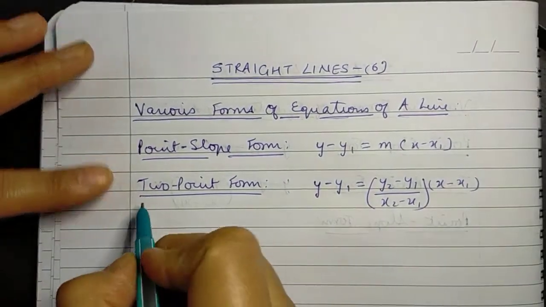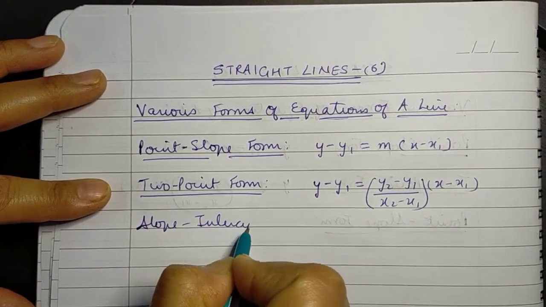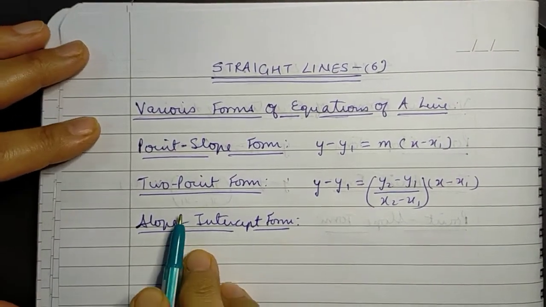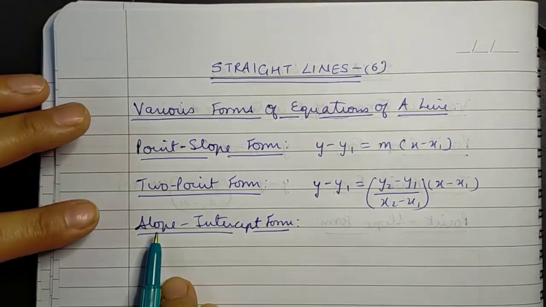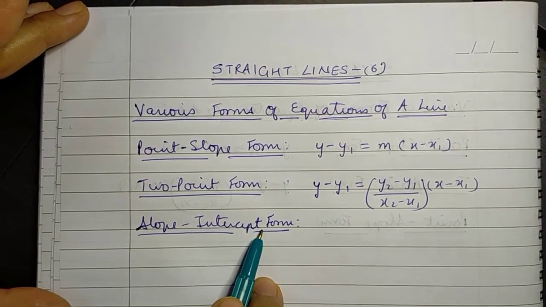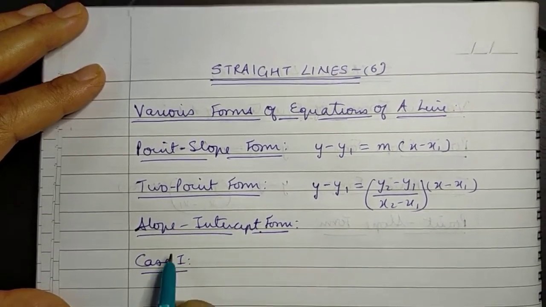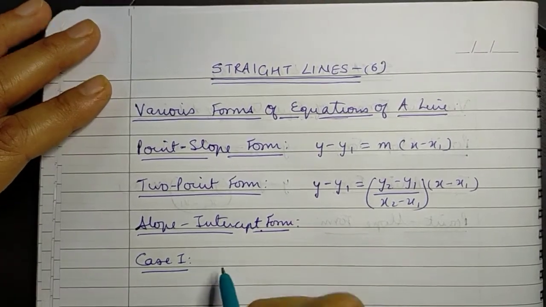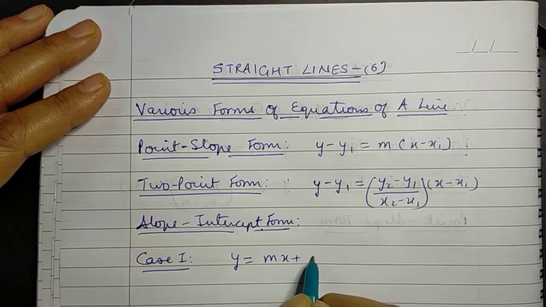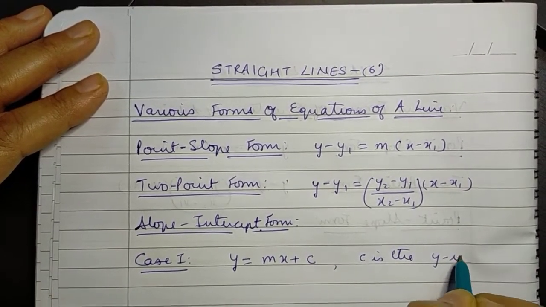The third category was the slope intercept form. Now here the two informations given to us were, one was the slope and the other one was one of the intercepts. So accordingly there were two cases. Case 1 was when the slope and the y-intercept was given to us, and the equation is y equal to mx plus c, where c is the y-intercept.